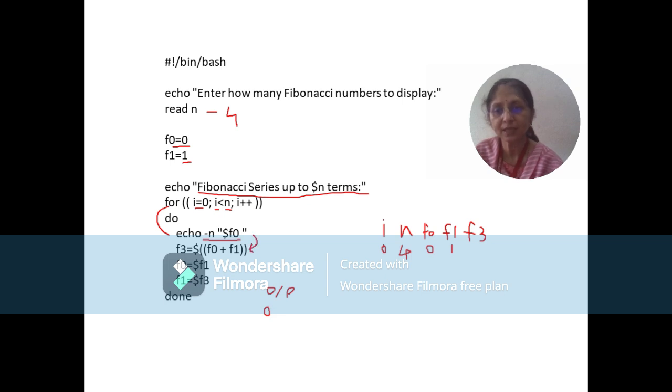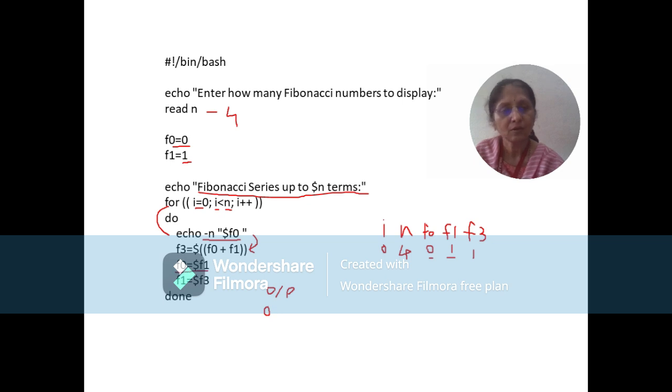The next line says that f3 is equal to f0 plus f1. What is f0? 0. What is f1? 1. So 0 plus 1 is 1. So what is the value of f3? 1. Okay. After that, what are we saying here?